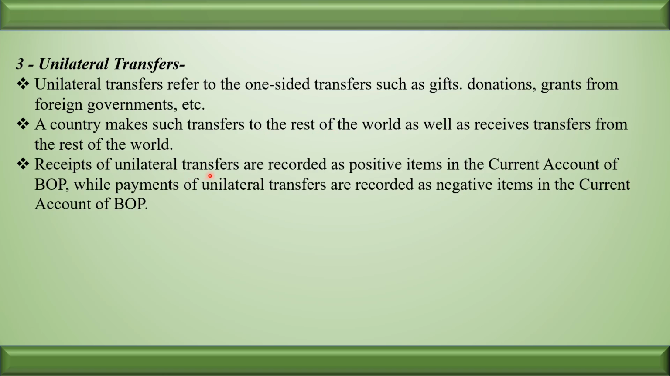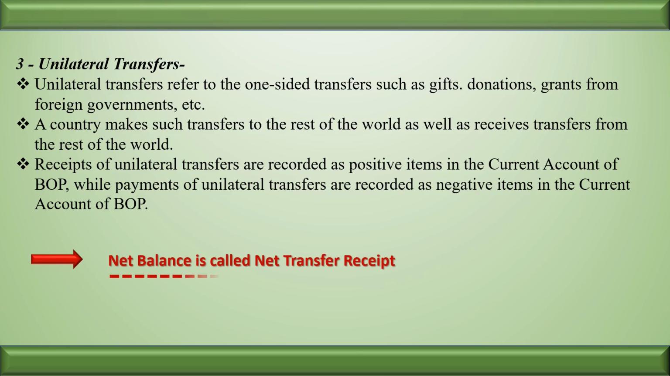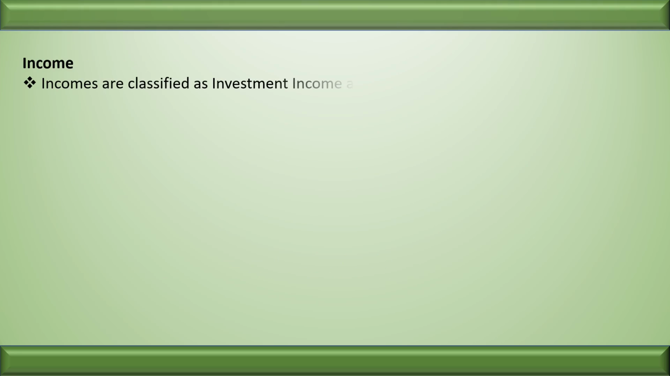The receipts of the unilateral transfers are recorded as positive items in the current account of BOP. Why? Because it brings money, foreign currency. Whereas when we give money to the other country, it will be considered a negative item. Why? Because there is an outflow of foreign currency. The net balance is called net transfer receipt. Let us see the next component, that is income. Income is classified as investment income and compensation of employees.